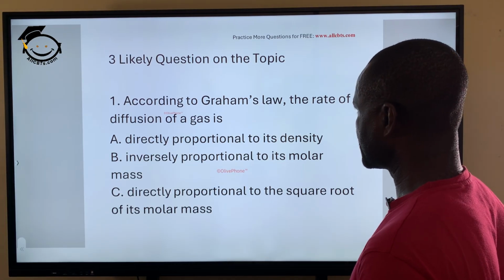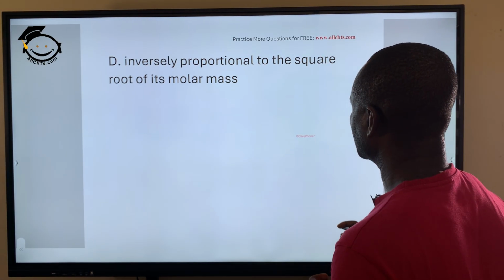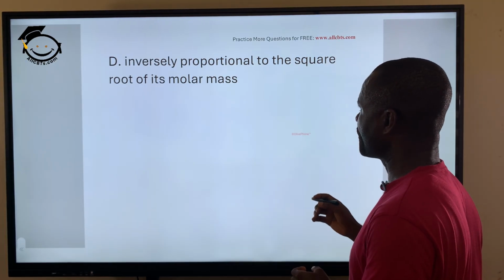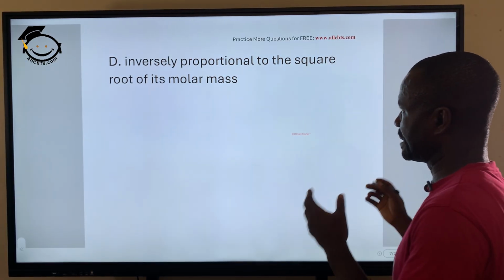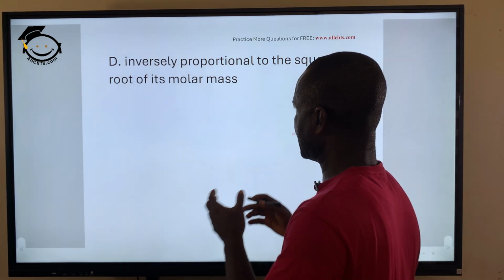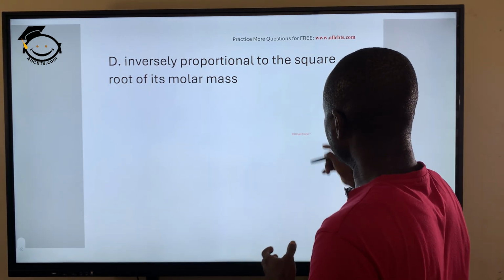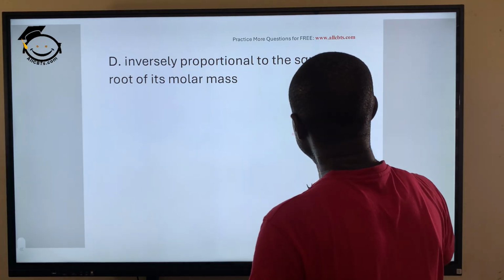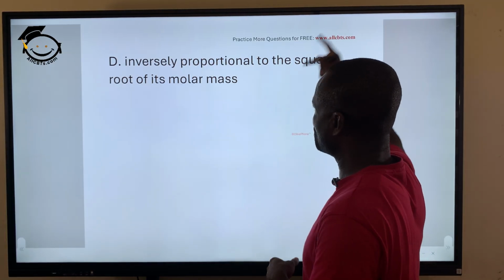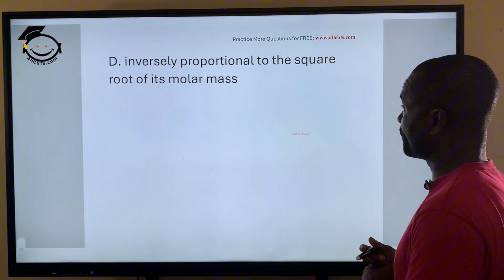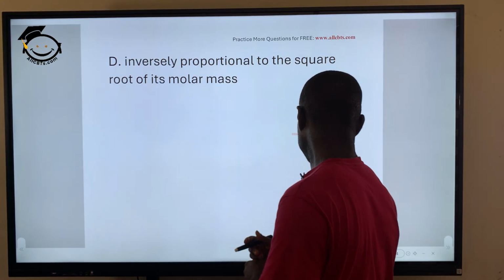The last option says inversely proportional to the square root of its molar density, which is correct. We said there's a relationship between molar density and vapor density. So Graham's law of diffusion says that the rate of diffusion is inversely, that is 1 over, the square root of its molar density. That word, square root, will be there.